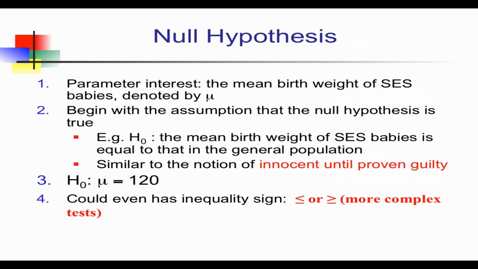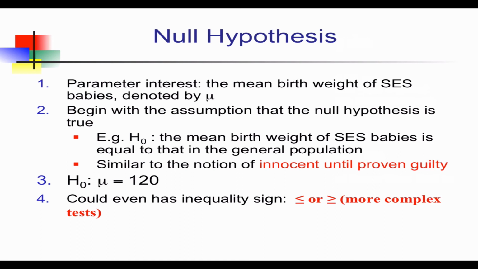So what is a null hypothesis? The parameter of interest here is the mean birth weight of this low social income area's babies, and let's denote that by mu. So the null hypothesis, H null, is that mu equals 120.